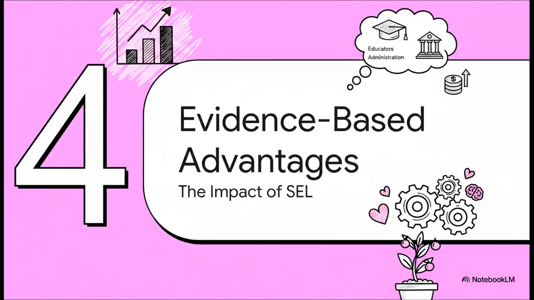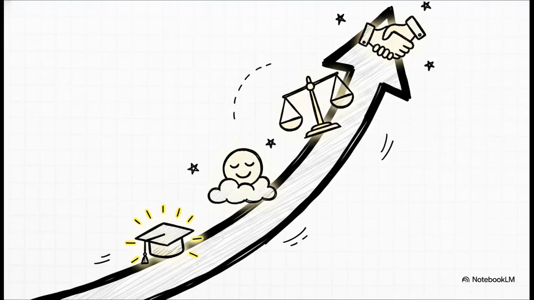Which leads us nicely into Part 4, the evidence-based advantages. Look, the data on this goes way beyond just making kids feel happy and calm. Yes, for sure, it reduces anxiety and builds stronger relationships, but here's the real game changer. Evidence shows it fundamentally improves academic performance. When a student isn't overwhelmed by stress or social drama, their cognitive capacity frees up, and guess what? Their test scores naturally go up.